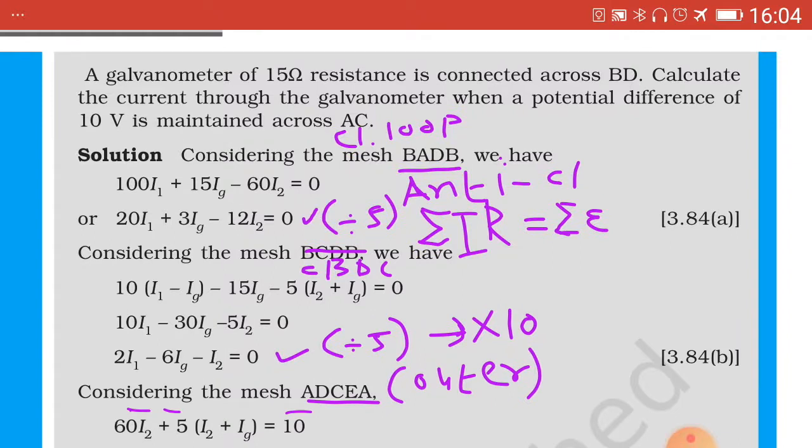A galvanometer of 15 ohm resistance is connected across BD. Calculate the current through the galvanometer when a potential difference of 10 volt is maintained across AC. So we have to calculate the current passing through the galvanometer, that is the value of Ig. Now for referring the solution, we will consider the figure given. Figure will be provided to you in the exam, which again you have to redraw.